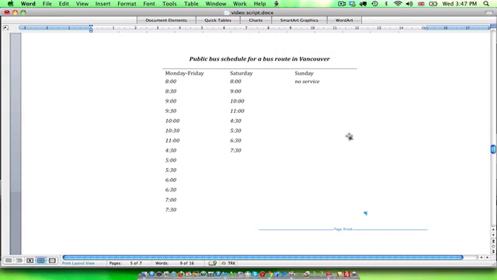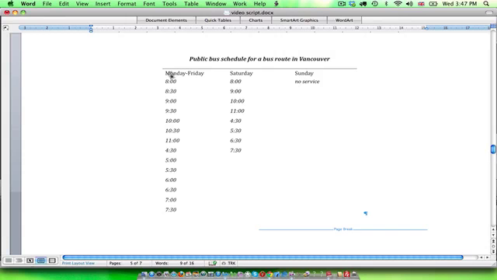What are the broad details here? Well, the broad details are that there is heavier bus circulation between Monday and Friday, less bus circulation on Saturday, and no bus circulation on Sunday. That is the broad trend. Now the minor trends, we can see certain patterns.